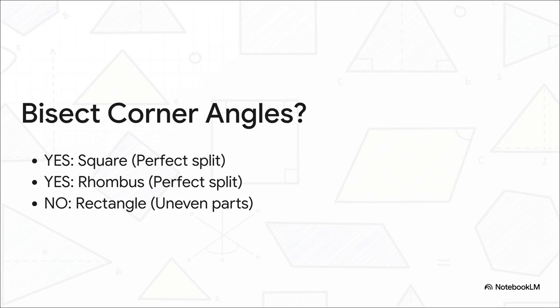Okay, how about this property? Do the diagonals perfectly bisect, or cut in half, the corner angles? For a square and a rhombus, yes, those corner angles are split perfectly down the middle. But for a rectangle, it's a hard no. Seriously, if you take a ruler and carefully draw diagonals in a rectangle, you will clearly see that the corner angles split into completely uneven, asymmetrical parts.